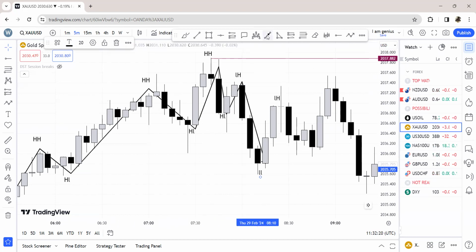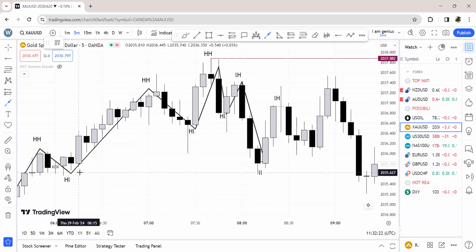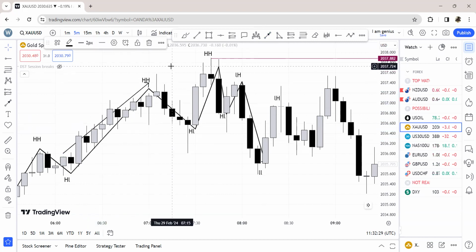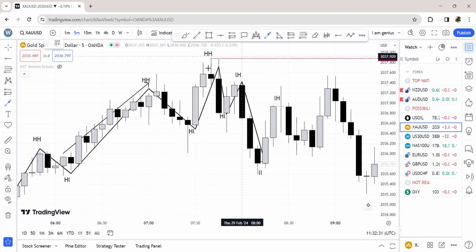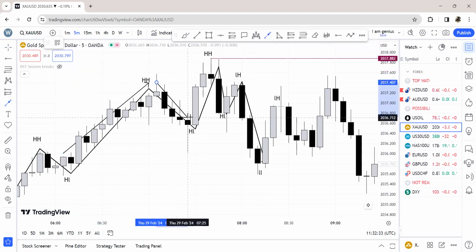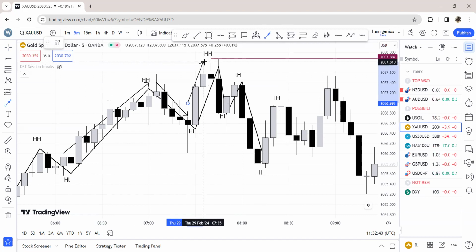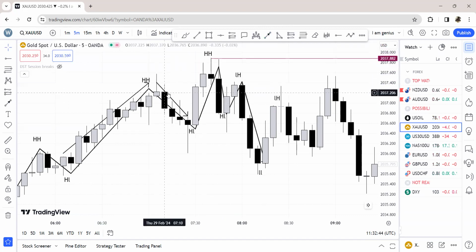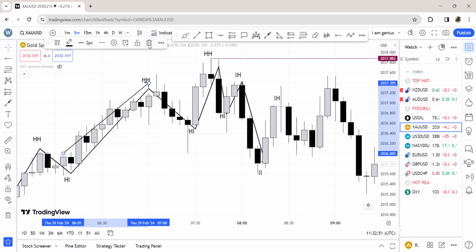So let's say we are coming with this level. You can see from this point here, it made a correction going downwards. Then from this point here, it made a correction going upwards. So you get the idea. So let me now remove this, they'll just flood our chart.